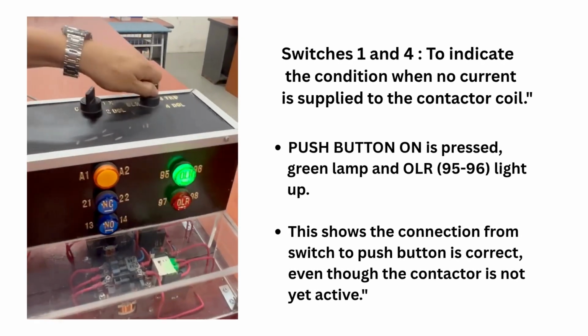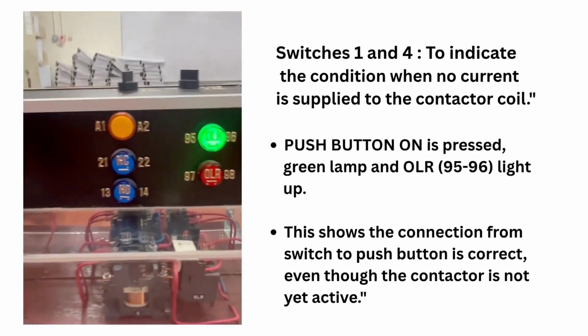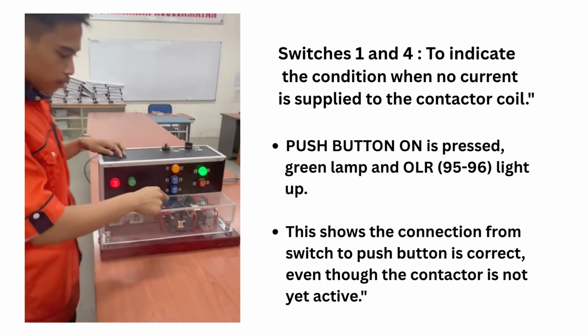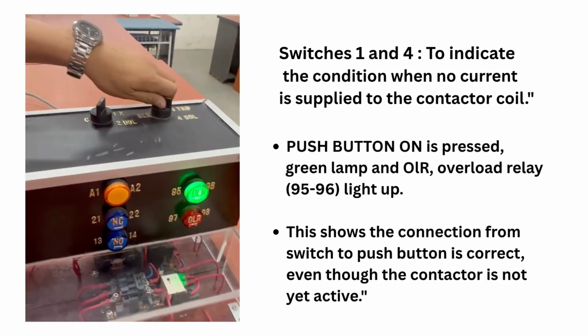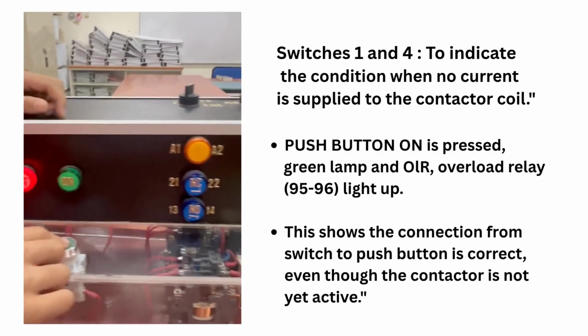First state is when the switch is at 1 and 4. It indicates the condition when no current is supplied to the contactor coil. When the push button ON is pressed, the green lamp and OLR, 95 to 96, light up. This shows the connection from switch to push button is correct, even though the contactor is not yet active.